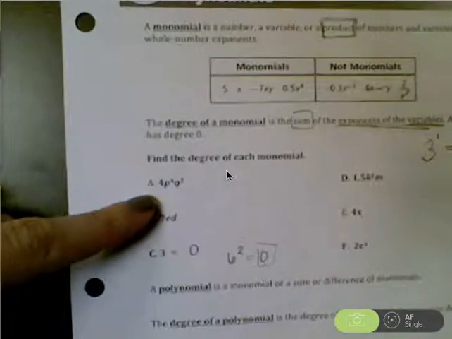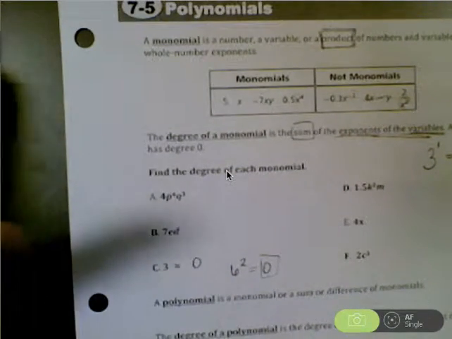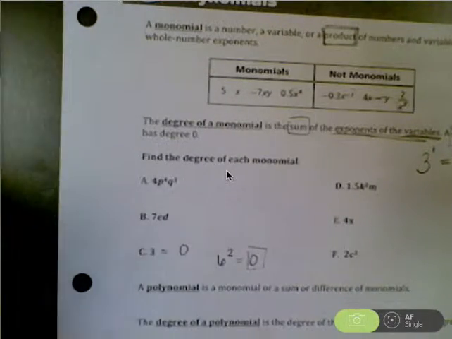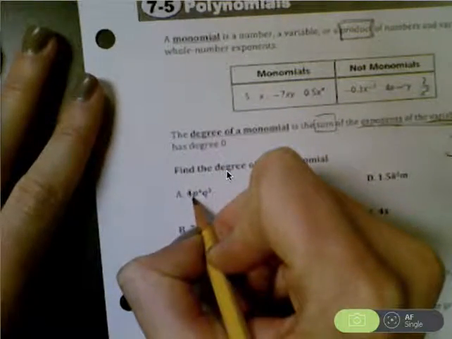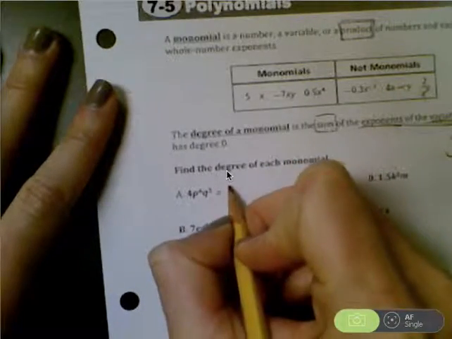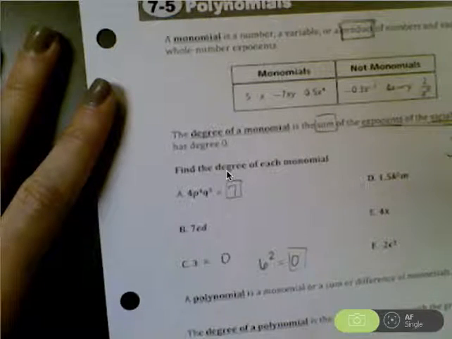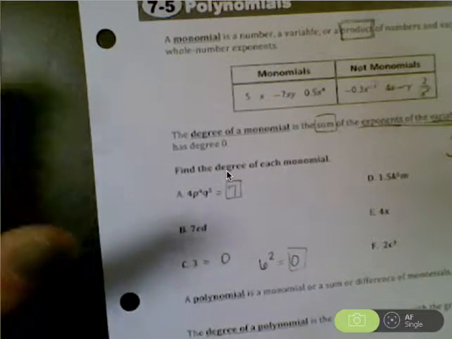Okay, so let's look at letter A. In letter A, we do have some variables, so finding the degree is very simple. We're going to look at the exponents of the variables and add them together. You're not adding the exponent of the whole number, just the exponent of the variables. So the variables have exponents of 4 and 3. 4 plus 3 is what? 7. So the degree of letter A is 7. Wait, what is a variable? P and Q? Yes, variables are the letters that represent numbers that can change.